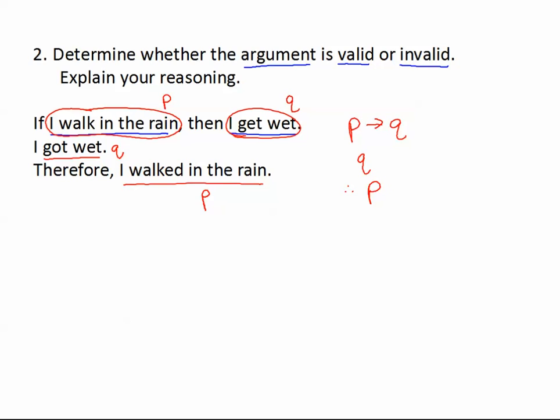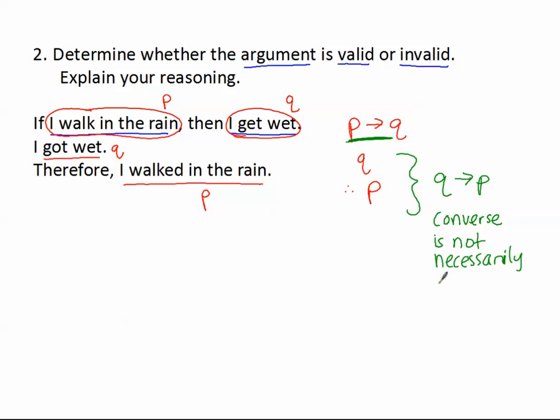That is using the converse. Going from Q to P switched the order of the original statement. The converse, remember, is not necessarily true. And therefore, we're switching the order and possibly making an invalid argument. This argument is invalid. Why? Because it uses the converse, which is not necessarily true.